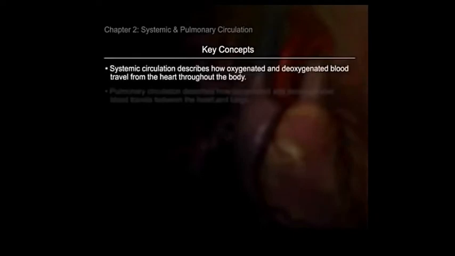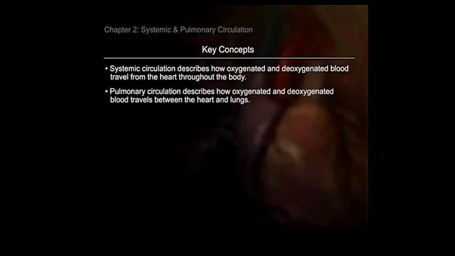Key concepts in this section. Systemic circulation describes how oxygenated and deoxygenated blood travel from the heart throughout the body. Pulmonary circulation describes how oxygenated and deoxygenated blood travels between the heart and lungs.